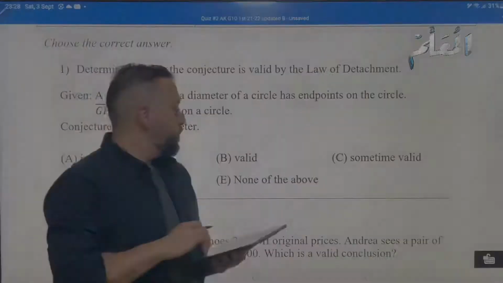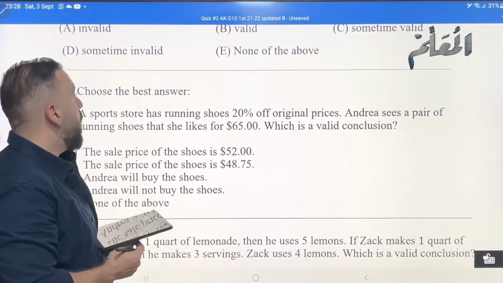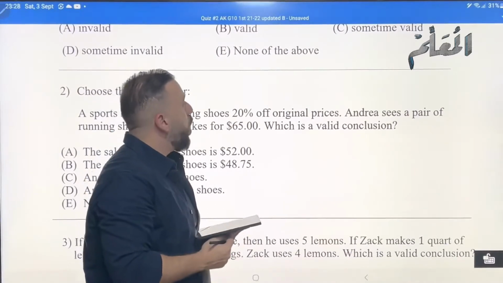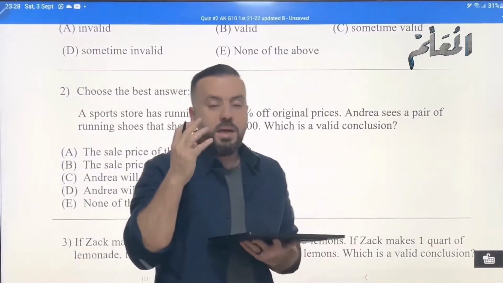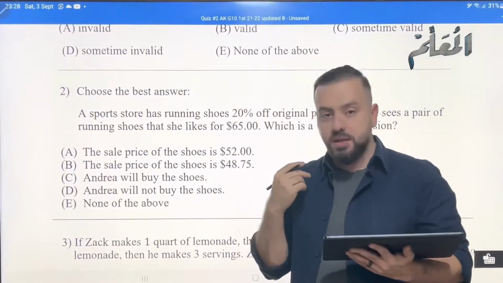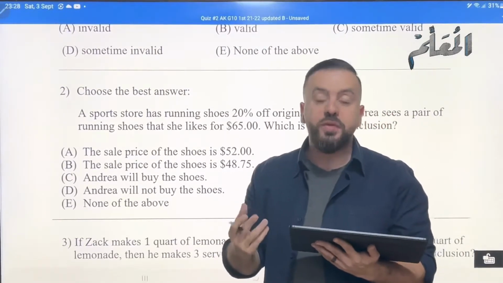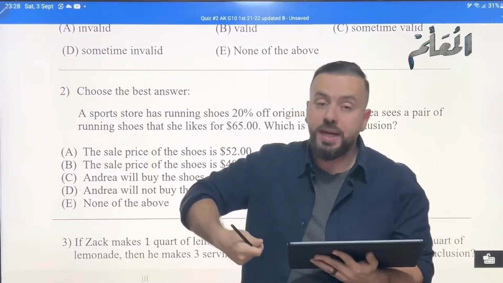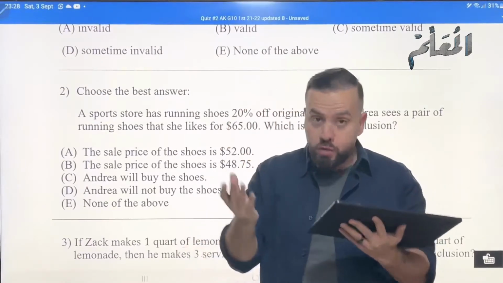Let's go for question 2. Here we go. A sport store has running shoes at 20% off the original price. Be careful with the way I say it. 20% off is what I don't want; what I want exactly is to know the real price. 20% off means I want to pay 80% of the original price.